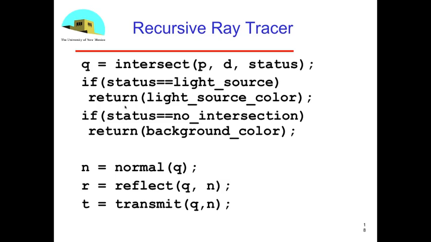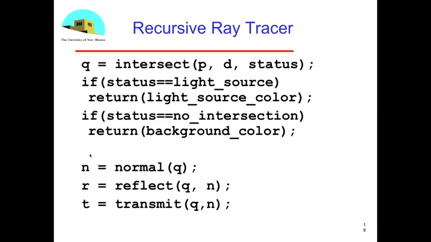This intersect means intersect with all of the objects and the light sources and return back the closest point. And it's going to tell me if that's a light source or if it's an object. If it's a light source, then I just return the color and intensity of the light source. If it doesn't intersect anything, meaning it hits the sphere, then I'm just going to say the color is the background color and return.